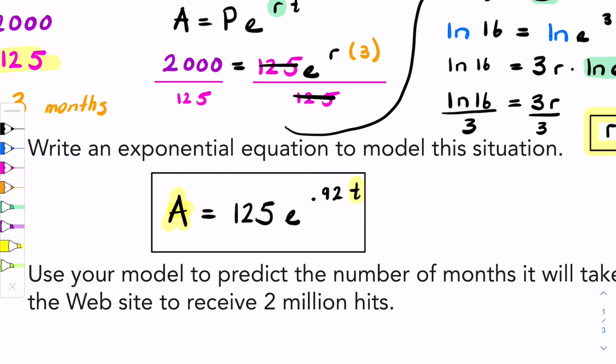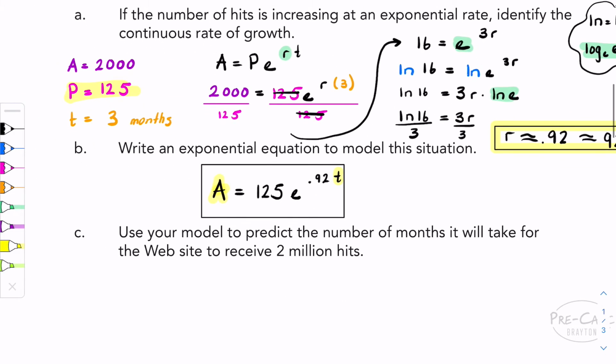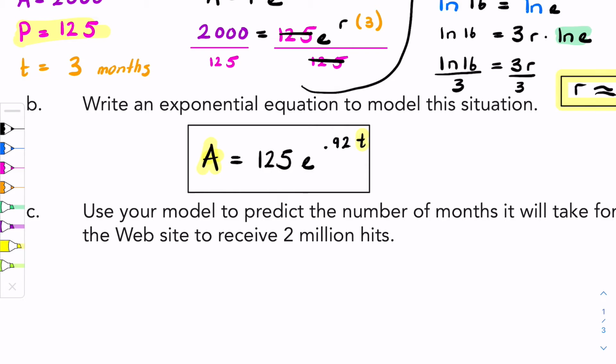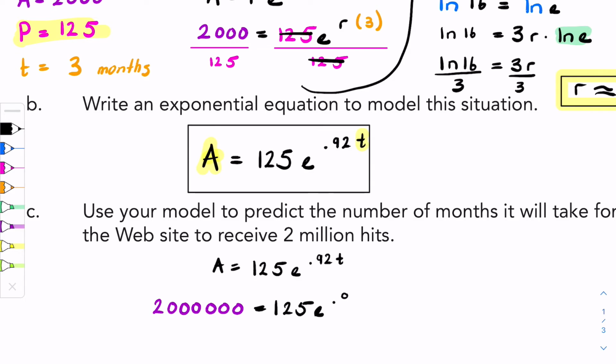And that brings us to part C, which is where we're going to find our value of t. It says to use the model to predict the number of months it will take for the website to receive 2 million hits. All right, so if the website is going to receive 2 million hits, that's your final point. If I'm substituting into my equation, A is equal to 125 times e raised to the power of 0.92 times t, and I'm looking to find when it hits 2 million, I need to substitute 2 million in for A. 2 million equals 125 times e raised to the power of 0.92 times t. I'm looking to solve for t.